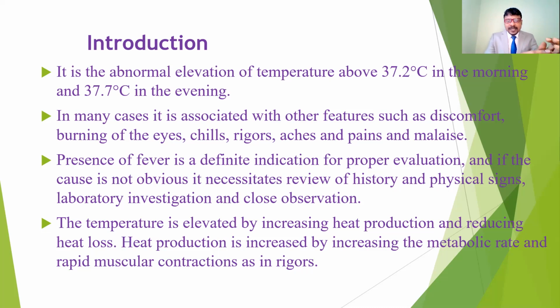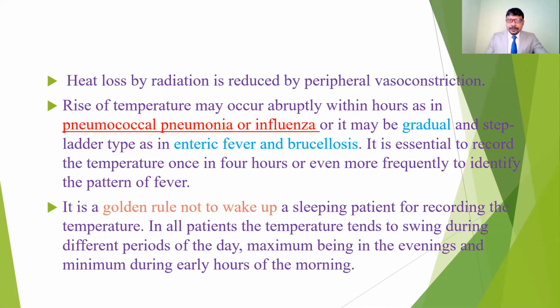Heat production is increased by an increased metabolic rate and also rapid muscular contractions, as in rigors. Those whose temperature is increased may get chills, feel cold, and have rigors, with shivering. Because of these things, the metabolic activity is increased, and muscular contraction is also increased. Because of shivering, all muscles contract. So the temperature may rise and metabolic activity also increases. That is the causative factor for heat production, and the body becomes high in temperature.